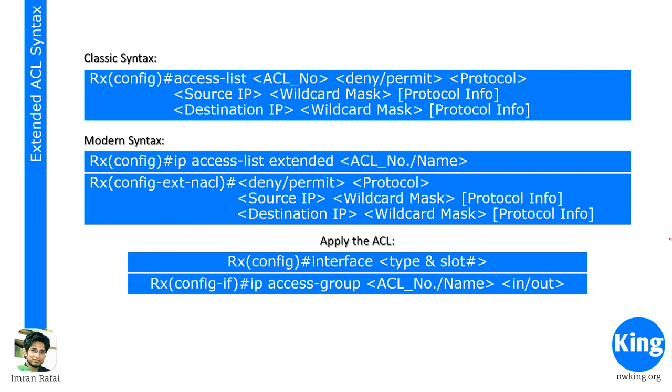Right. Next, we're going to look at extended ACL syntax, right? So like we looked at standard ACL, there are two ways of configuring ACL. One is the classic syntax, and then you have the modern syntax. In classic syntax, of course, you put access list, the keyword, then you put numbers 100 to 199, the numbers that is there for the classic ACL. Then you put deny or permit actions, and then you give a protocol.